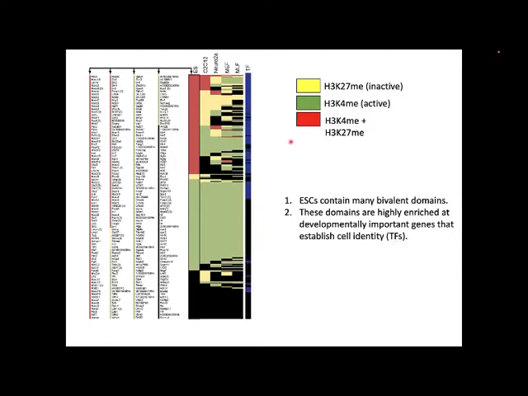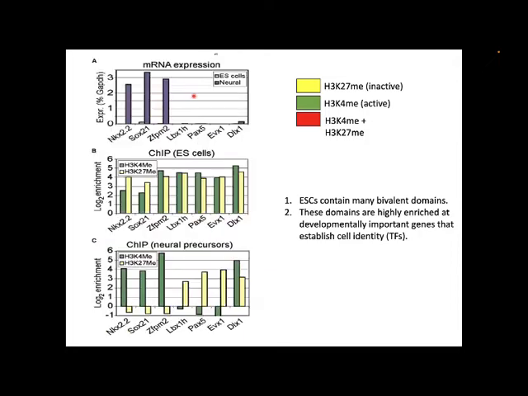Transcription factors. Interestingly, many of these bivalent domains, the blue color, represent transcription factors, and most of these bivalent domains are genes related to transcription factors. That means the transcription factors, which are generally very important for cell identity. So cell identity-determining transcription factors mostly have bivalent domains in embryonic stem cells.